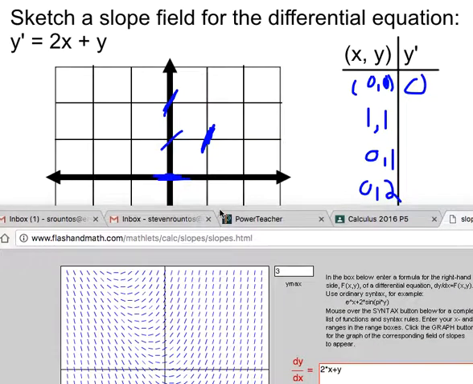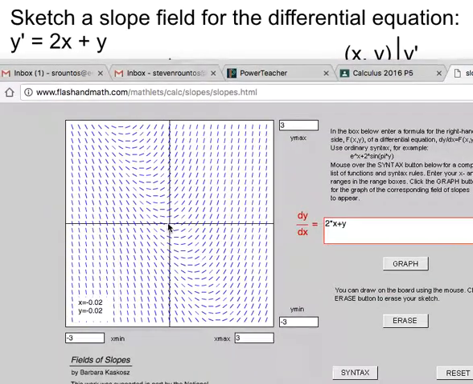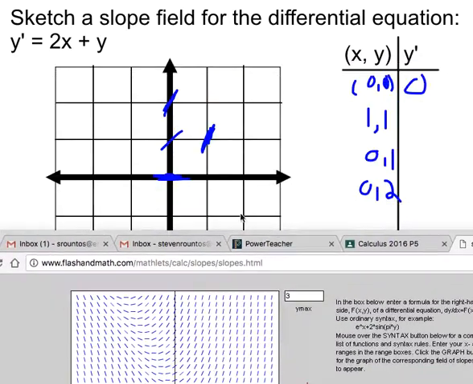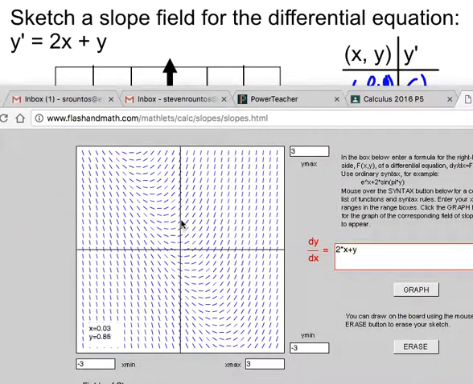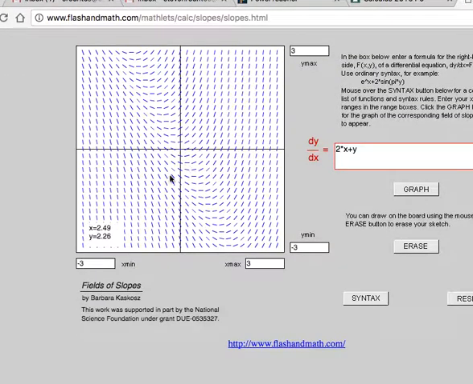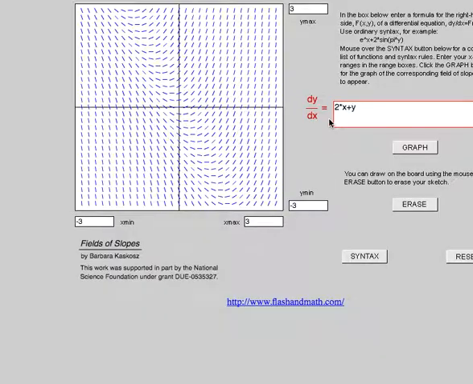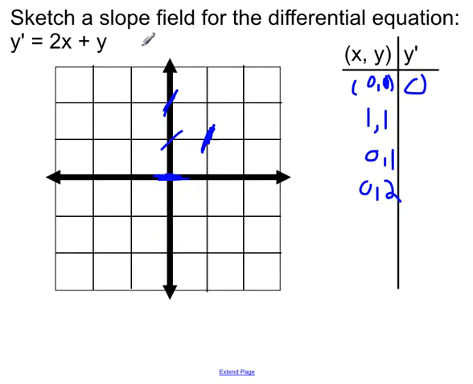And again, if we look at the points we did, at 0, 0, yes, it's 0. At 0, 1, does it look like 1? Well, let's check. At 0, 1, sure, it looks like about 1. At 0, 2, does it look steeper? Sure, it looks steeper. So again, you could check your own individual points if you want. But the main idea is sketching a slope field isn't that hard. It just takes some time, a little tedious. That's why it's nicer to have the computer do it for you.